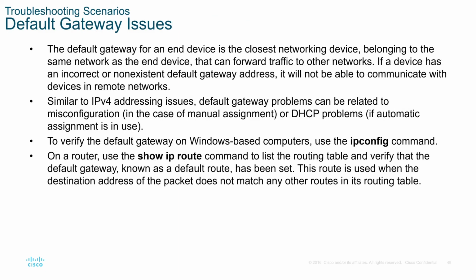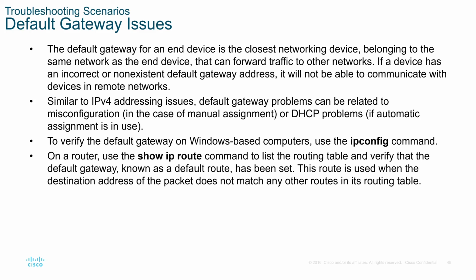The default gateway for an end device is the closest networking device belonging to the same network as the end device. This device can forward traffic to other networks. If a device has an incorrect or non-existent default gateway address, it will not be able to communicate with devices in remote networks. Similar to IPv4 addressing issues, default gateway problems can be related to misconfiguration, in the case of a manual assignment, or DHCP problems, if an automatic assignment is in use.